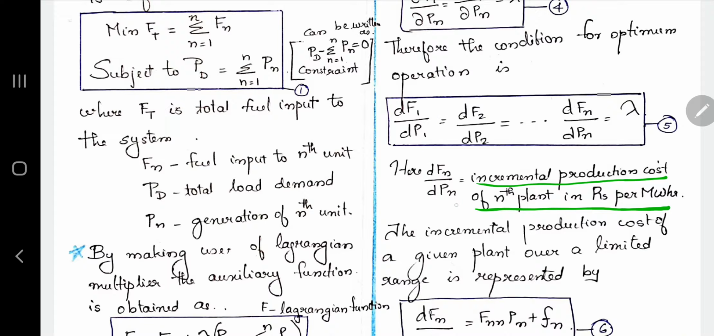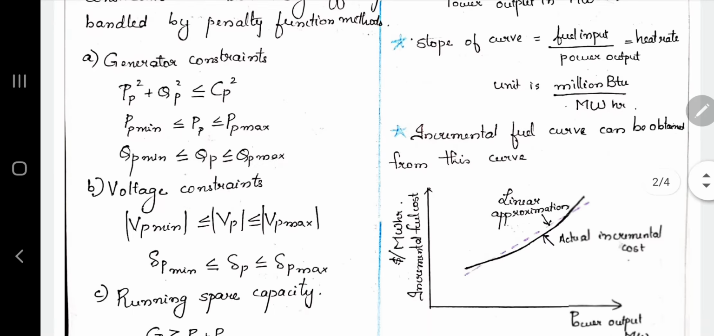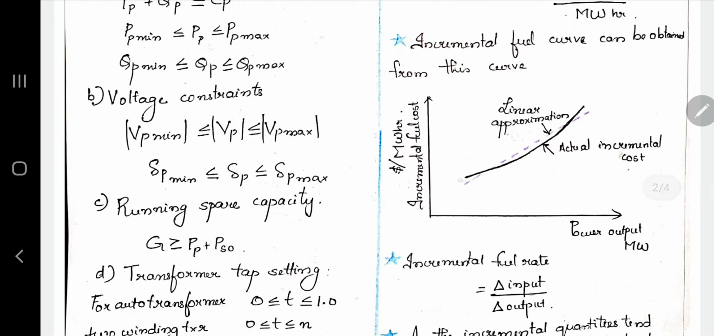This curve we have already studied in the introduction part. The incremental production cost should be given to a plant such that they are equally loaded, equal incremental production should be there. That is mentioned as equation number 5. Now this incremental production cost, which we have already studied in the curve in the introduction part, is the incremental fuel cost.